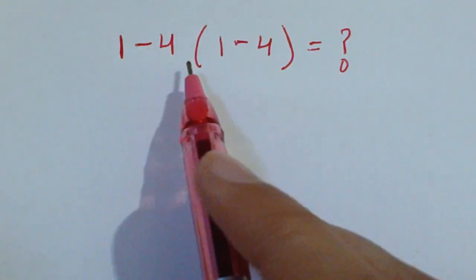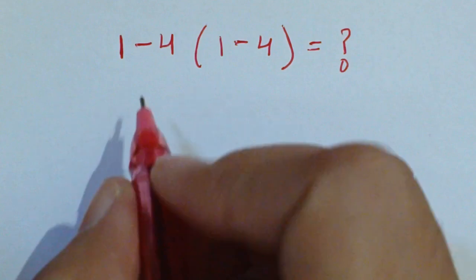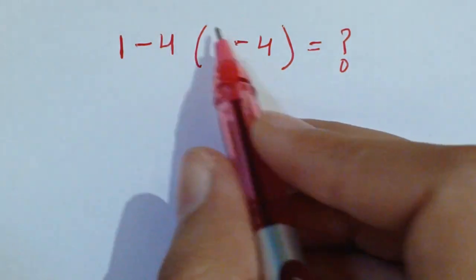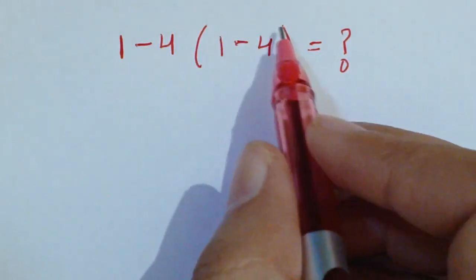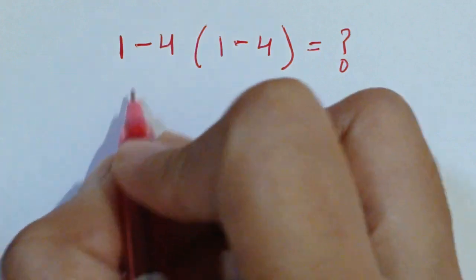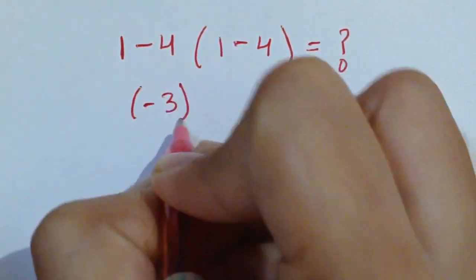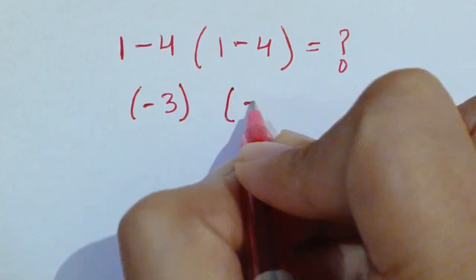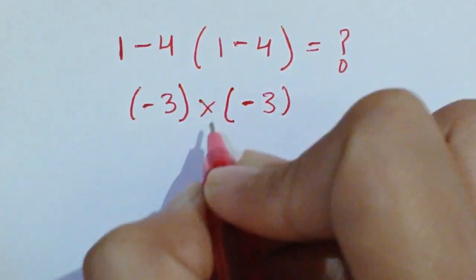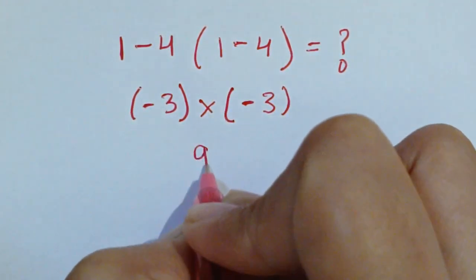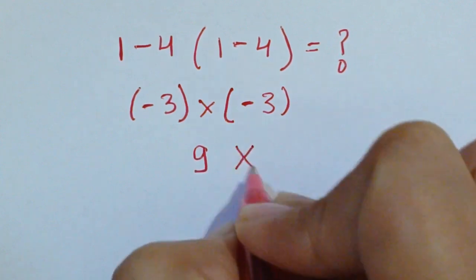In this video, we have to find the value for this expression, that is 1 minus 4 times bracket 1 minus 4 bracket close. So here 1 minus 4 is minus 3. Then here minus 3. So here answer is 9. But this is the wrong answer.